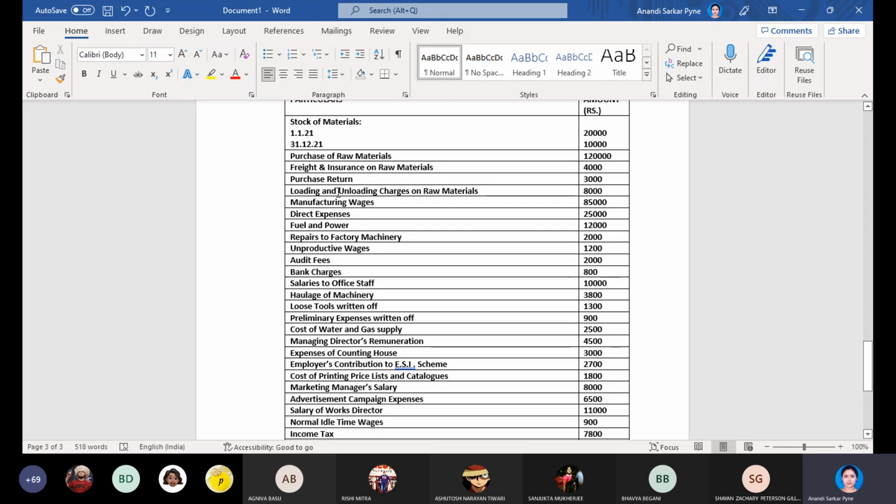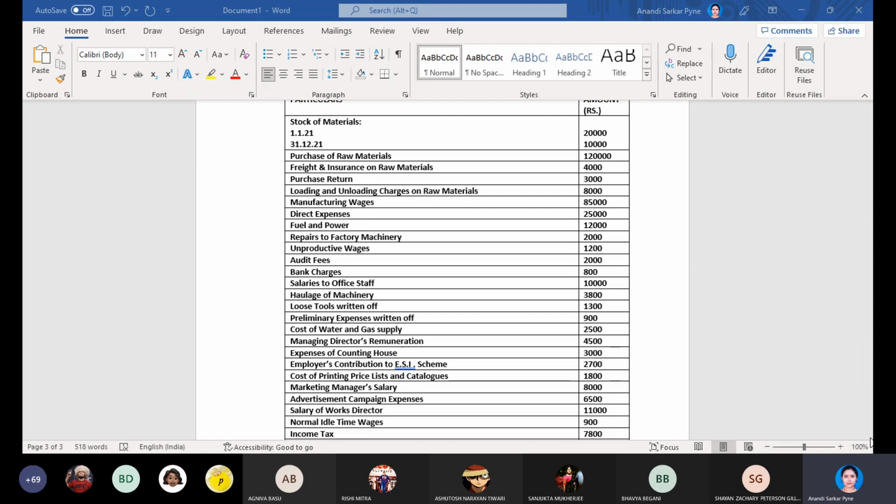And then what else we have? Loading and unloading charges. Loading means loading the materials in a truck and unloading means unloading the raw material from the trucks. So this is also a transportation kind of expense in relation to raw material, which is direct in nature, a direct expense. So opening stock of raw materials plus purchase of raw materials, add freight and insurance on raw material, add loading and unloading charges, less closing stock on raw material, less purchase return, you will actually get raw material consumed.